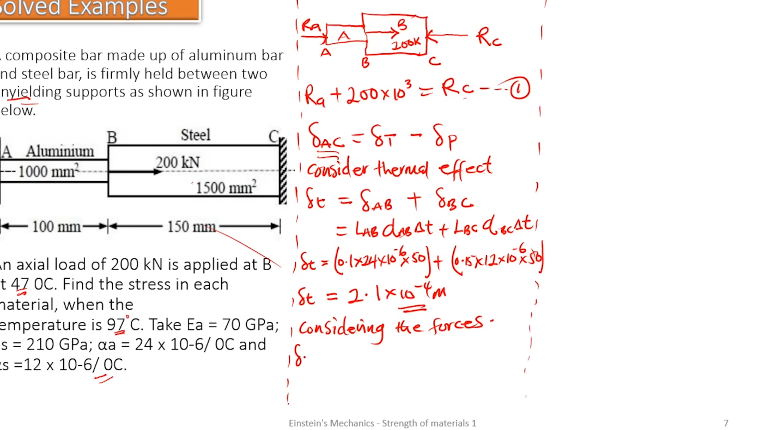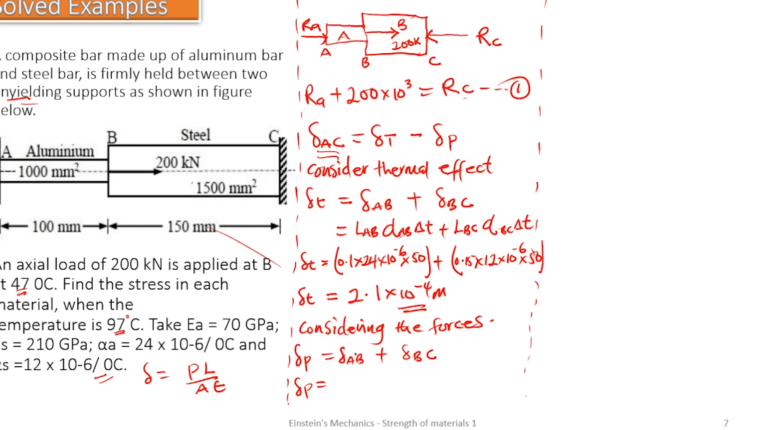So the entire deflection by the forces P is going to be the deflection in AB plus the deflection in BC. And we know the formula for deflection to be the force times the length over the area times the Young modulus.